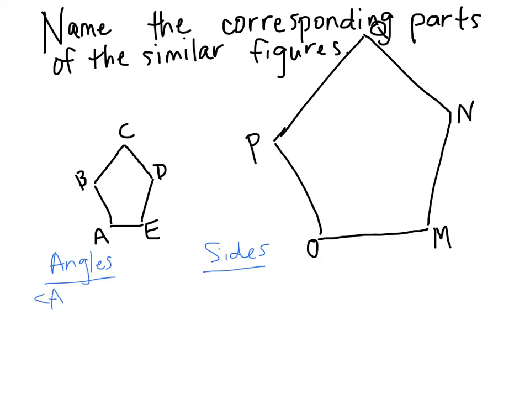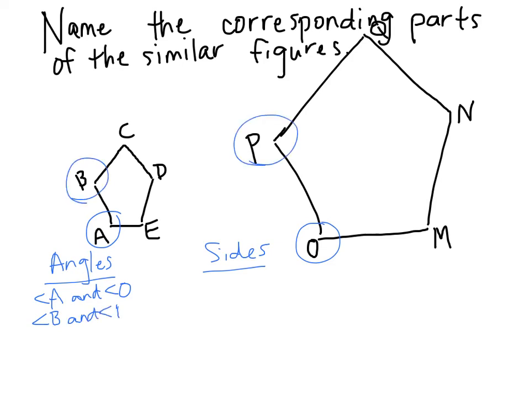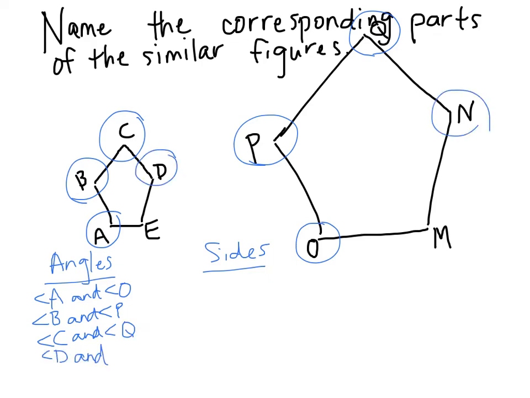Angle A corresponds with angle O. Angle B corresponds with angle P. Angle C corresponds with angle Q. Angle D corresponds with angle N. Remember, we're looking for that same position. And then the last one, angle E and angle M.